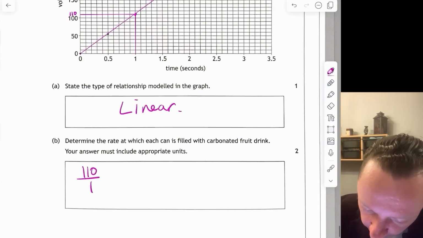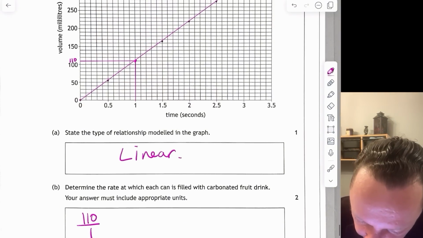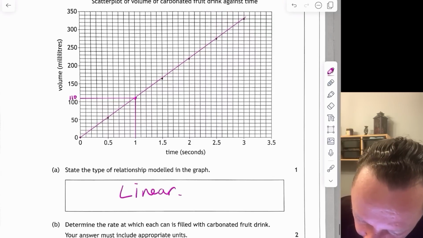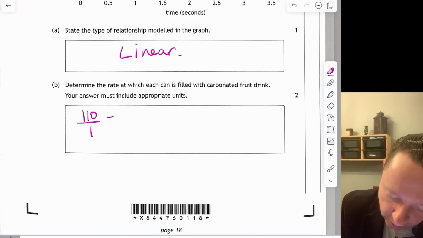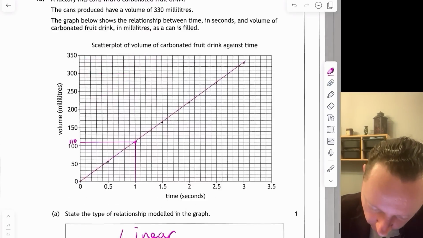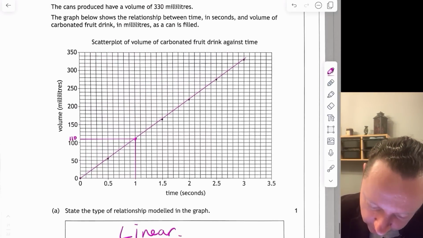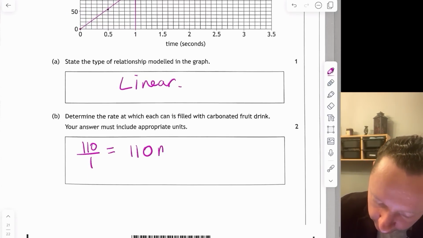If you picked a different point, you would have to divide. You could have picked 220 divided by 2, or the last one, 330 divided by 3. But you'll still get 110. 110 divided by 1 is 110. And the units are milliliters and seconds. So milliliters per second. And we're done there.